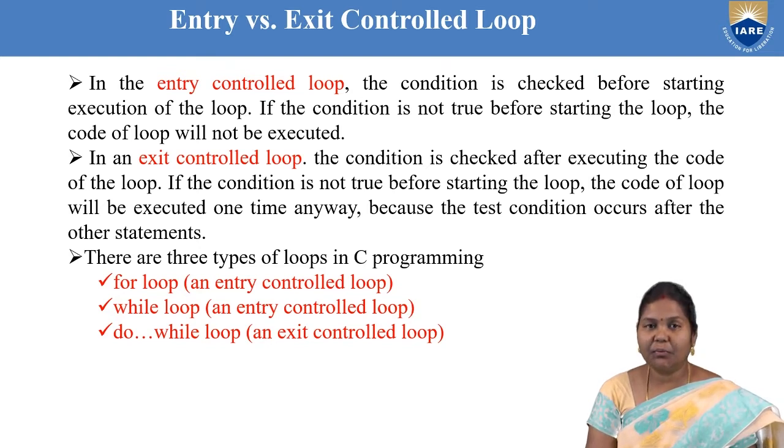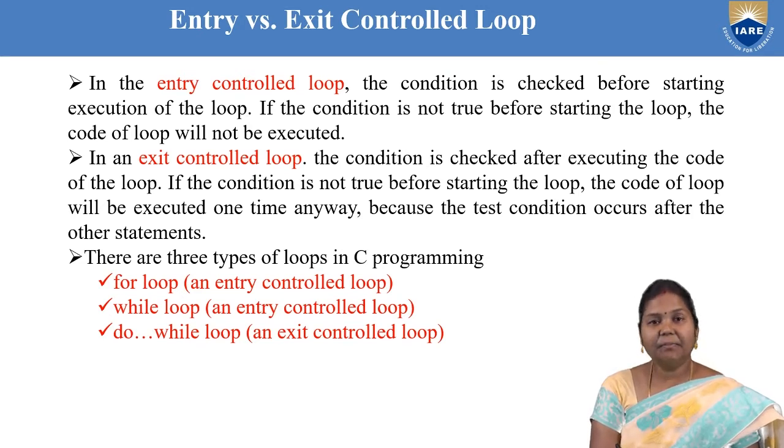But in an exit control loop, first, at least once, the set of statements in the loop is executed. After executing the block of statements at least once, at the exit point it will test the condition. If the condition is true, it will again go back to the beginning and repeat the loop. But if the condition is false, it will come out of the loop. That means in an exit control loop, the block of statements inside the loop is executed at least once. But in entry control loops, if the condition is false in the beginning itself, the control will not go inside the loop at all.